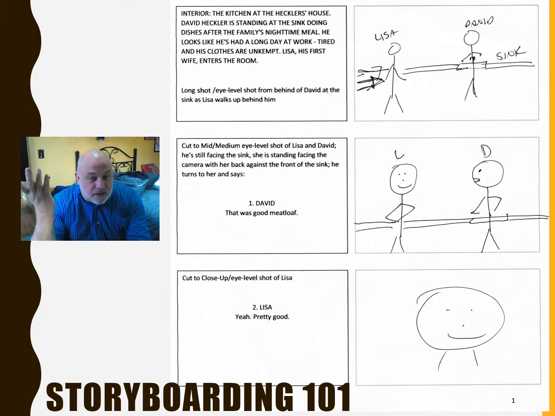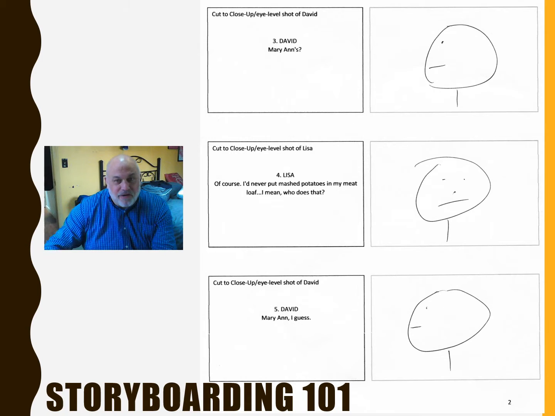The next shot is just a close-up eye level shot of Lisa. Once again, my pathetic but funny little drawing right there. David, eye level shot, him turned talking to Lisa, right? So there's some repetition here, which is what I wanted. This is how I want to document their conversation. This is called shot reverse shot, right?